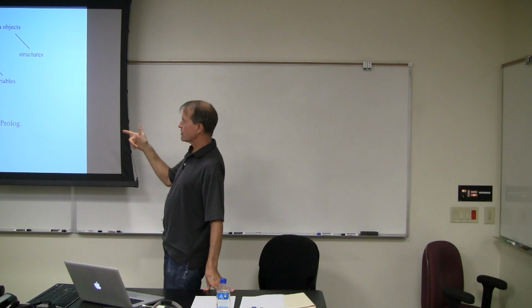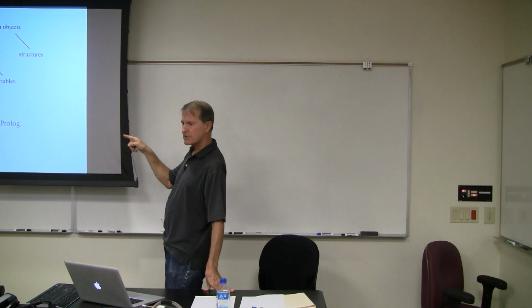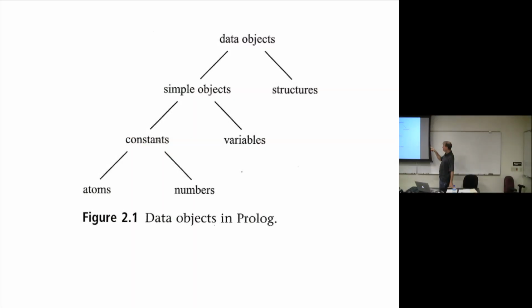the data objects in Prolog. Do you remember this from chapter 2? This is a bit of a review. Remember, all data objects are either simple or they're structures. And simple objects are either constants or variables. And constants are either atoms or numbers.